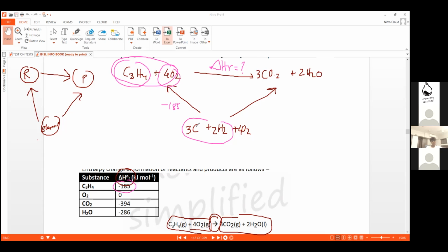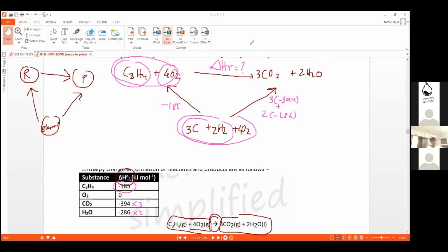Over here, carbon, hydrogen and oxygen are forming 3 carbon dioxide and 2 water. So 3 carbon dioxide means minus 394 into 3, 2 water means minus 286 into 2. So this arrow's total enthalpy will be 3 into minus 394 plus 2 into minus 286. Okay. So I have written the values.